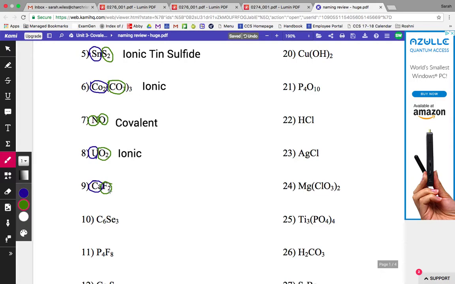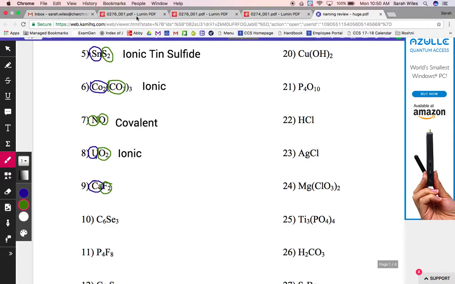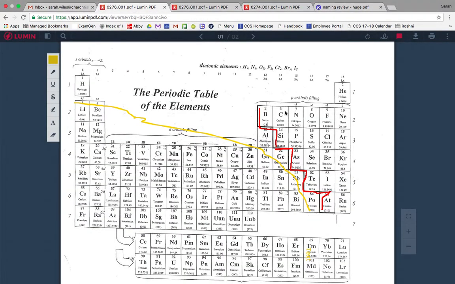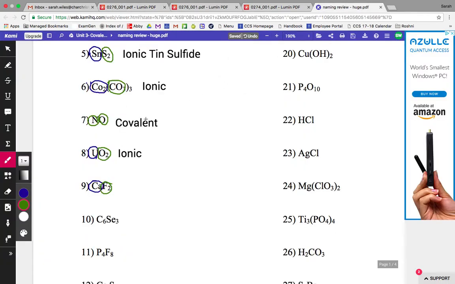CSe, 2 capital letters. When there's 2 capital letters, you look at the periodic table to determine if they are metals or nonmetals. C is to the right of the staircase, so it is a nonmetal. Se is to the right of the staircase, so it's a nonmetal. Nonmetal is covalent.